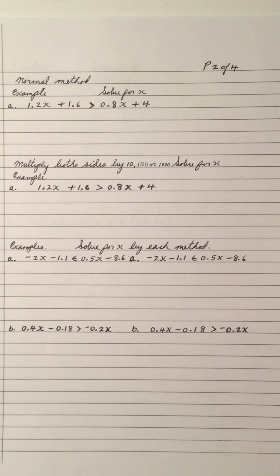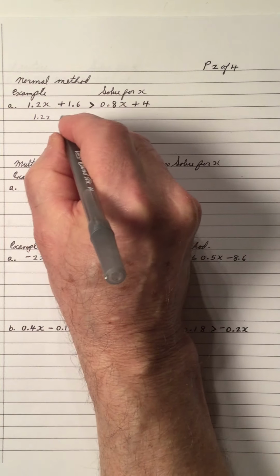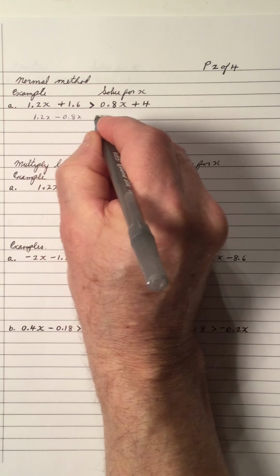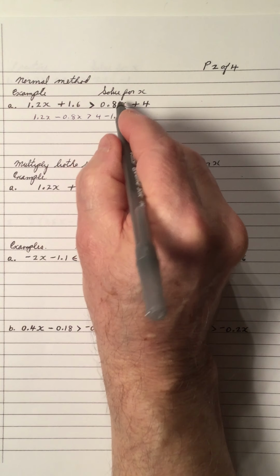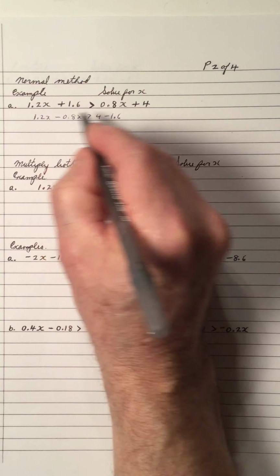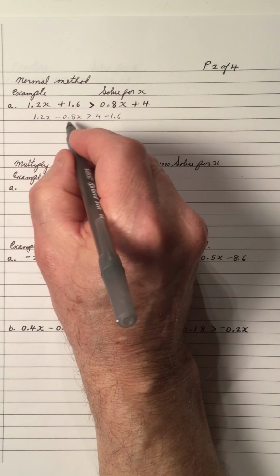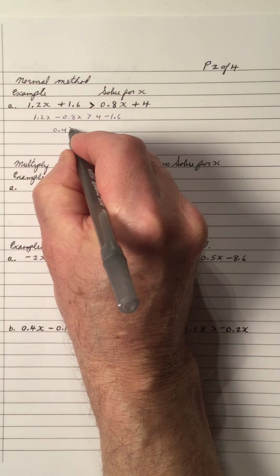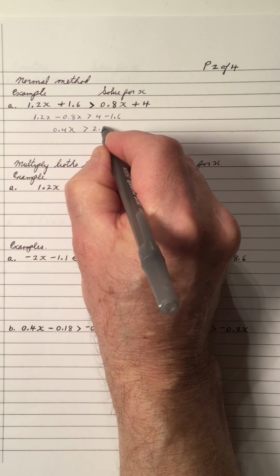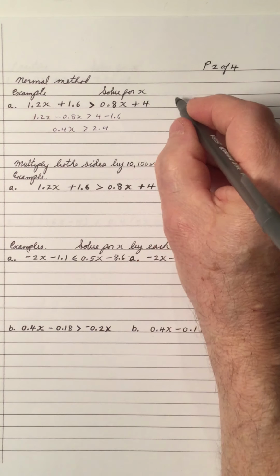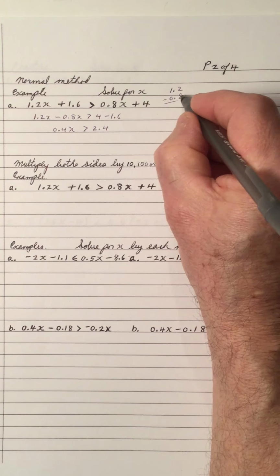Let's explain. If you're solving inequality with decimals, you move the x to the left side, and you move the numbers to the right side, and you change your signs. Plus decimal 8 becomes negative, and a positive 1.6 becomes negative. And you subtract these, and you get 0.4x greater than, and you subtract here, and you get 2.4.